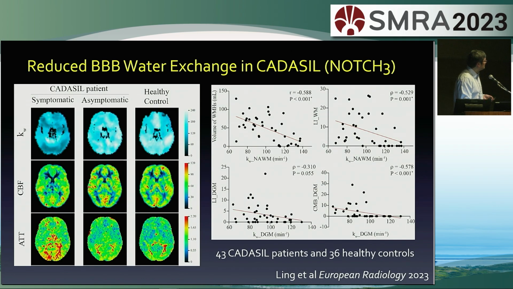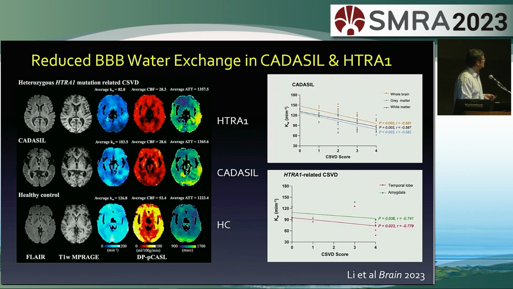Recently, we also published 2 papers in a genetic form of small vessel disease, CADASIL, working with a group in Beijing. You can see that from symptomatic to asymptomatic to control, KW increases. CBF also increases and ATT decreases. And this is another study we published. Professor Wang, can you please sum up soon? Yeah, it's the same results.